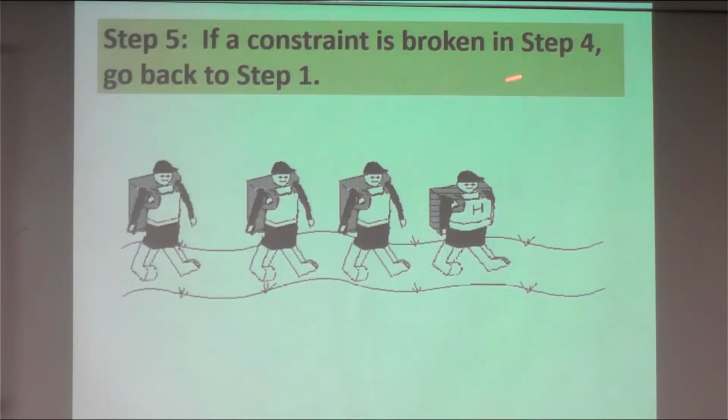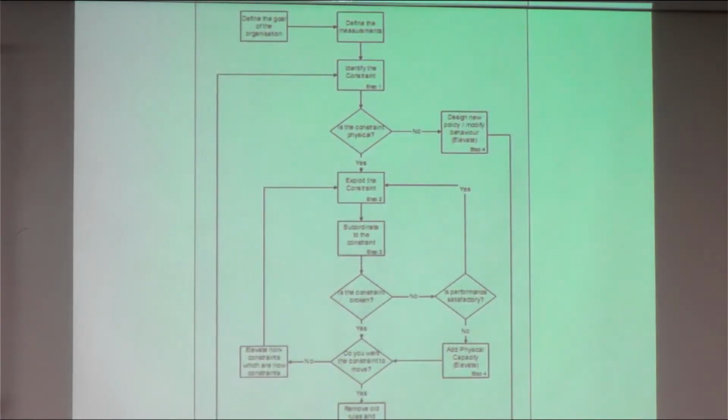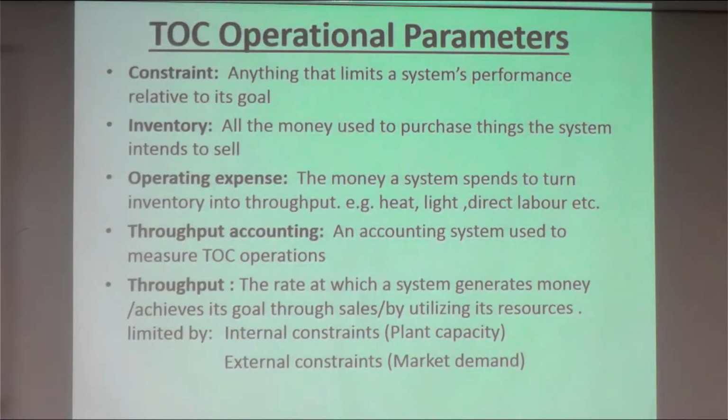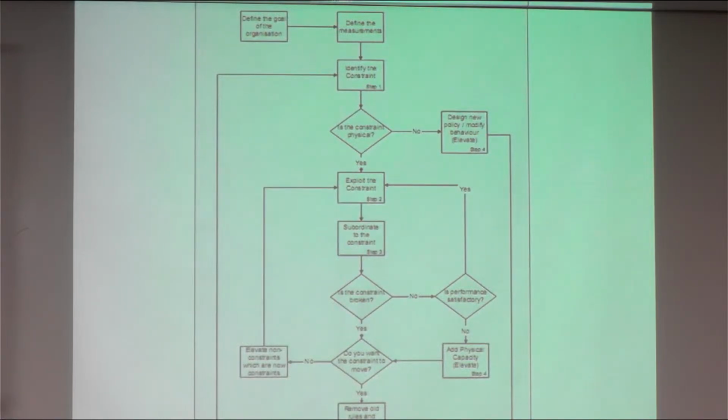If constraint is broken in step 4, go back to step 1. Okay. Anyway, so this is the analysis. Exploit here. Identify the constraint, step 1. Step 2, exploit it. Is the constraint physical? If no, then you go again. All this is the same thing, given in a logical sequence flow.